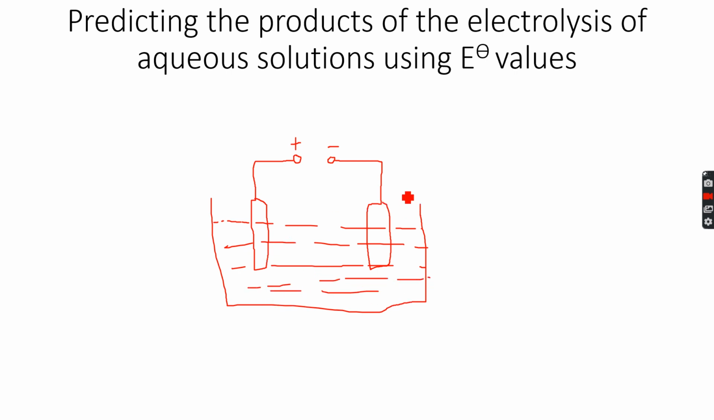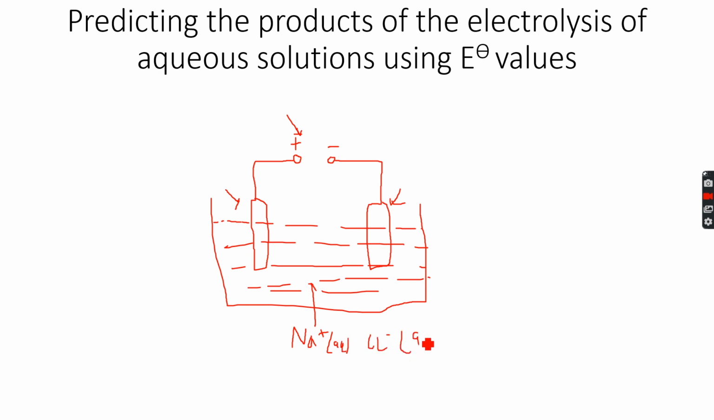So these are graphite electrodes. This is the cell and this is the electrolyte. Now earlier we used molten NaCl, but this time we are using aqueous NaCl. So this will be Na plus aqueous and Cl negative aqueous.